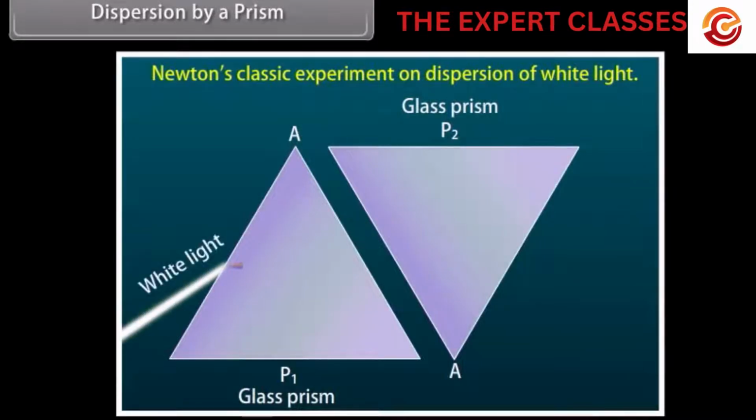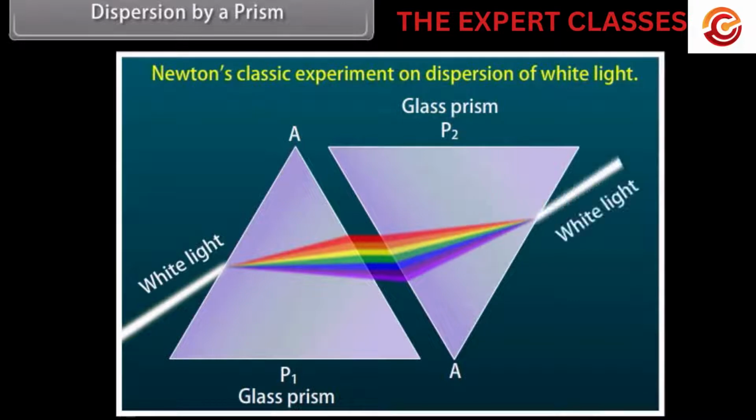Newton's classic experiment on dispersion of white light. The experiment performed by Sir Isaac Newton had another prism, P2, placed in front of prism P1, but inverted in position, and the emergent beam from prism P1 falls on prism P2, and the emergent beam from prism P2 is white light.